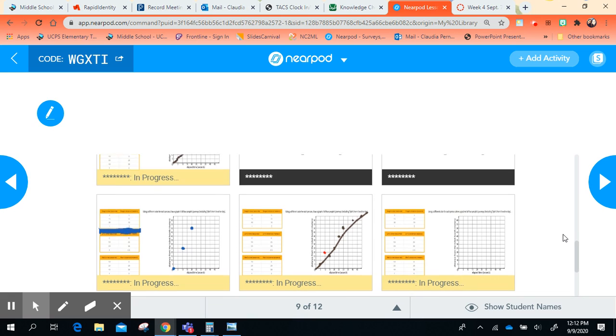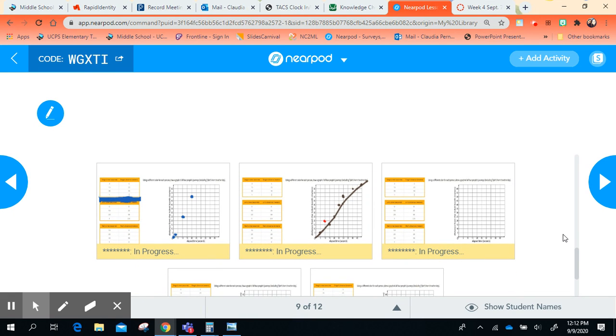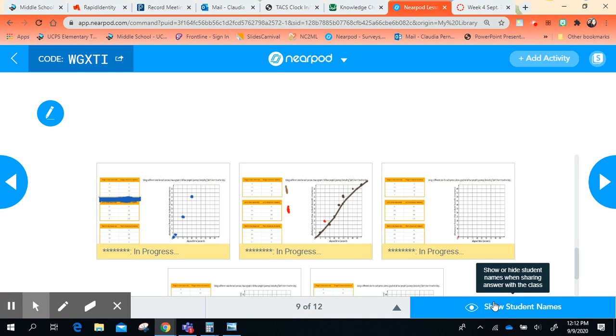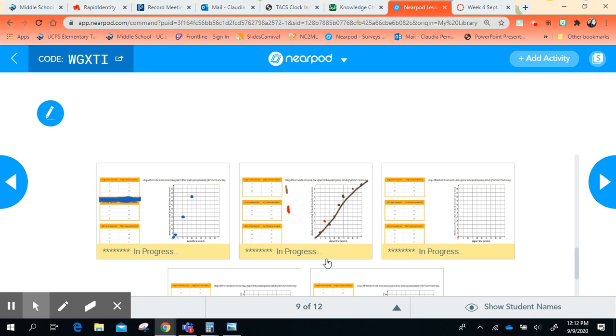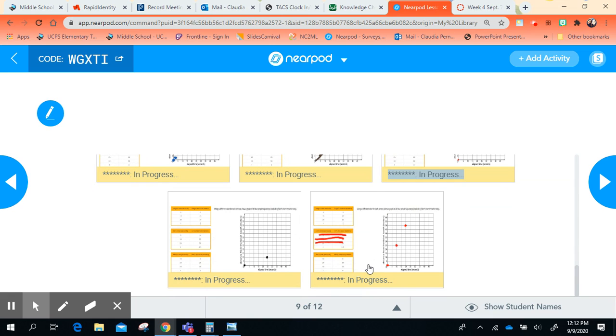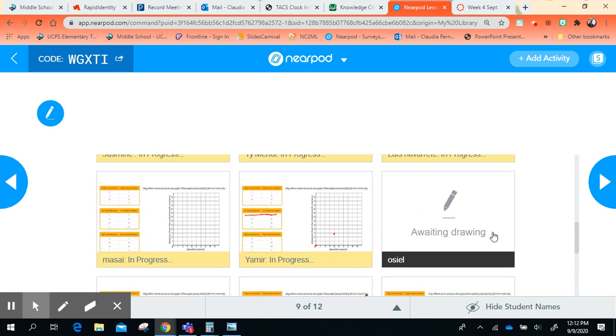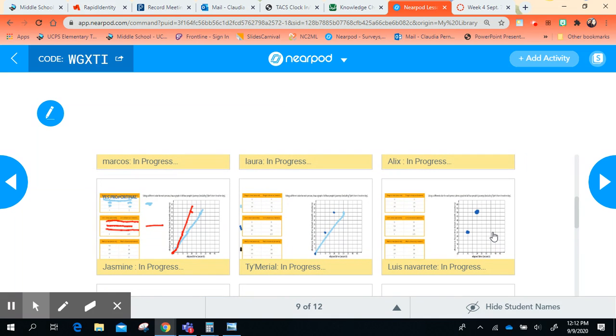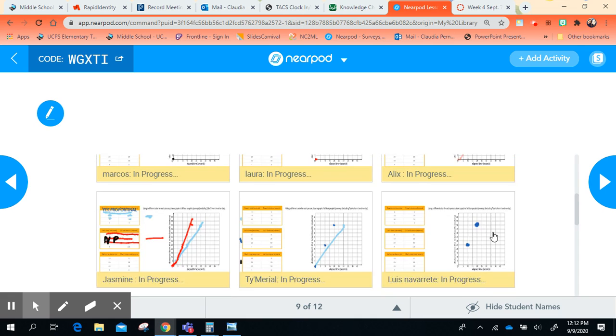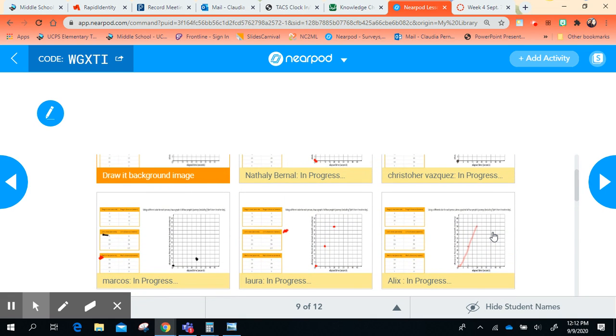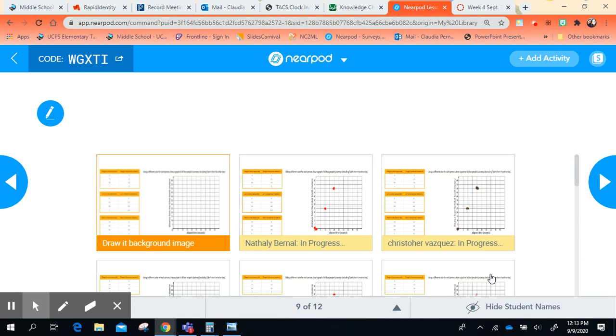Okay, I still see some people that haven't started. Make sure you're plotting the points for 1 graph at a time so that you don't end up not knowing where all the points go. So far, so good. Make sure that you are drawing a line through it.